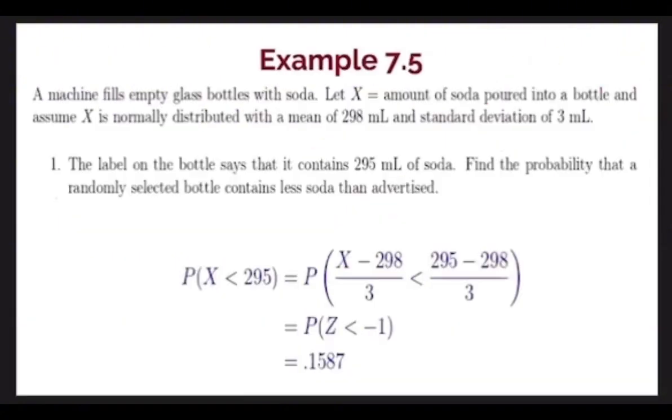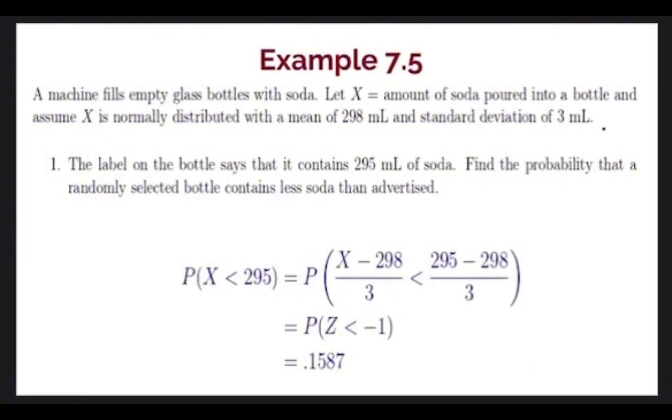I want us to have an example now. I want you to see the difference between how we compute probability with an individual random variable that follows normal distribution, and when we are focusing on the mean that follows normal distribution. Now, a machine fills empty glass bottles with soda. Let X be equal to the amount of soda poured into a bottle, and assume X is normally distributed with a mean of 298 ml and a standard deviation of 3 ml.